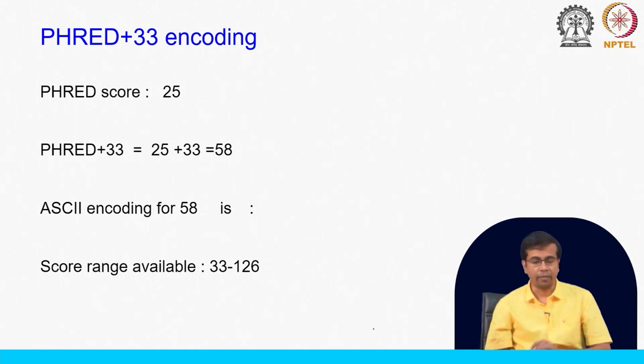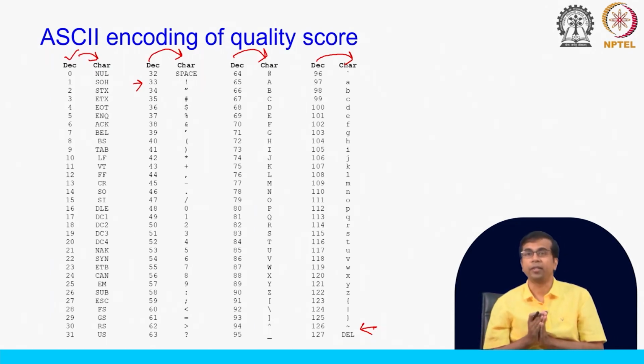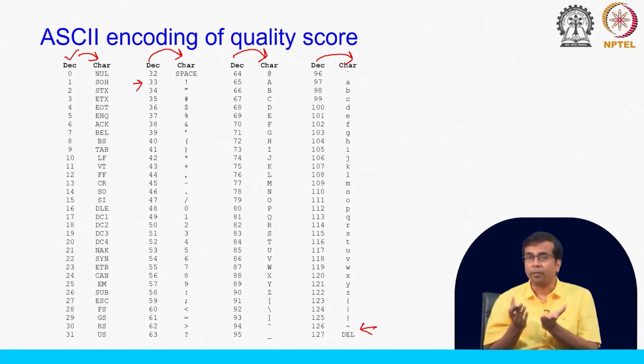The score range that is available as I mentioned is between 33 and 126. Okay. So, if your quality score from the machine is 0, your Phred plus 33 value would be 0 plus 33 which is 33. So, encoding would be this exclamation mark, right. Similarly, you can calculate for each quality score what would be the Phred plus 33 value and then you can use the corresponding encoding. Okay.